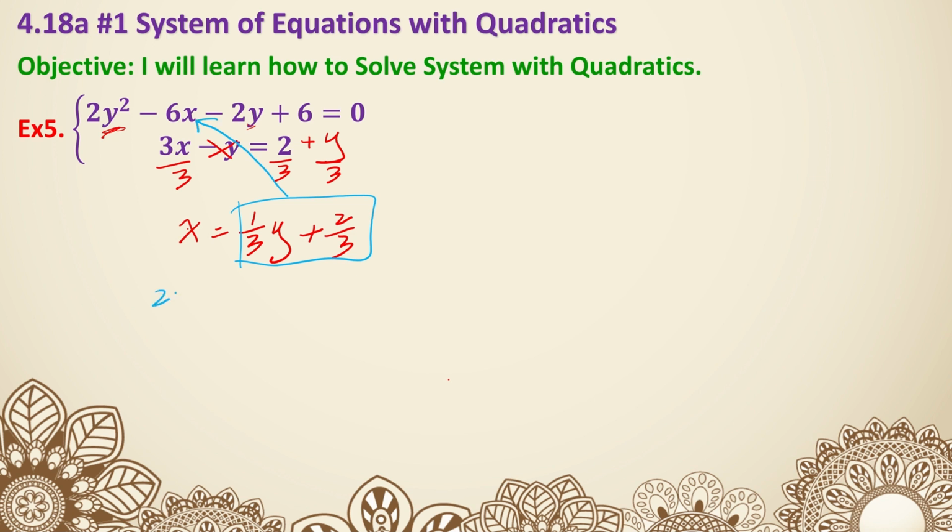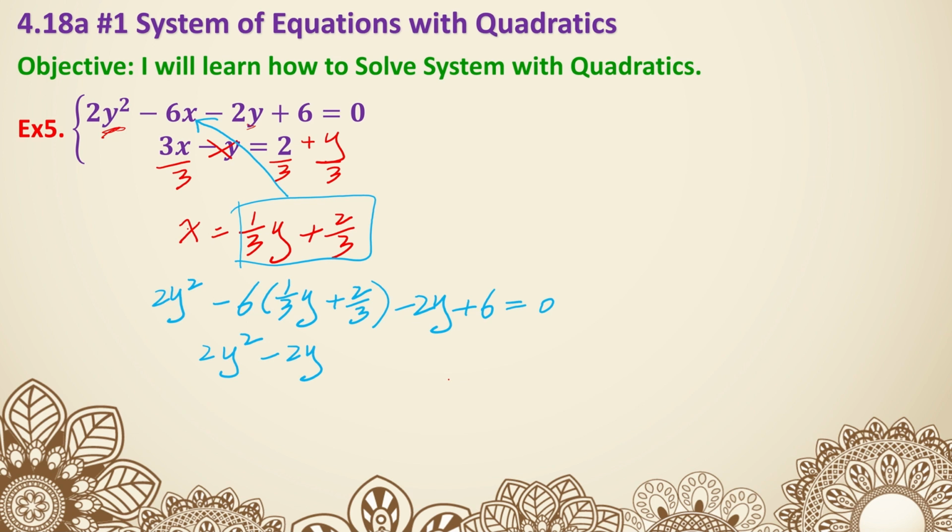That's going to get us 2y² minus 6 times (1/3 y plus 2/3), and then minus 2y plus 6 equals 0. That's going to become 2y² minus 2y. Negative 6 times 2/3 is a minus 4, and minus another 2y plus 6 equals 0. Simplify everything: 2y² minus 4y plus 2 equals 0.